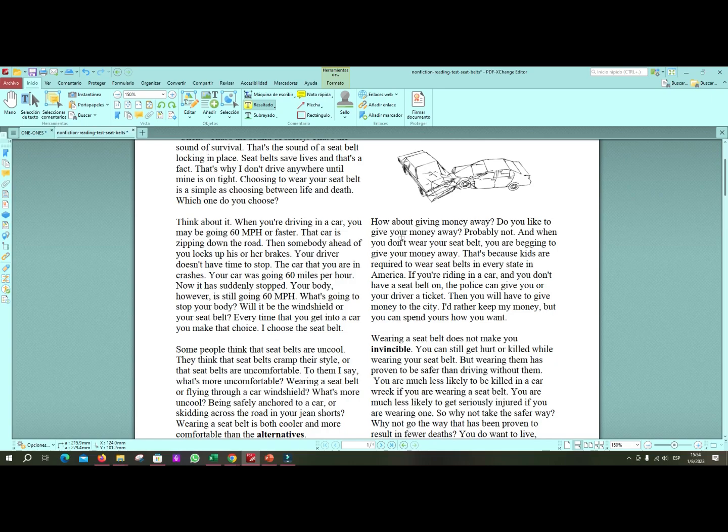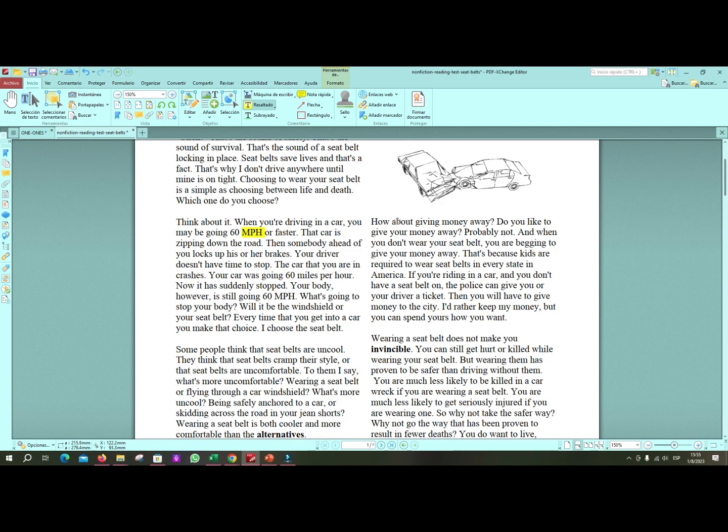Think about it when you're driving in a car. You may be going 60 mph or faster. You can say miles per hour in this case, right? mph, miles per hour, or faster. That car is zipping down the road. Then somebody ahead of you locks up his or her brakes. Your driver doesn't have time to stop. The car that you are in crashes.